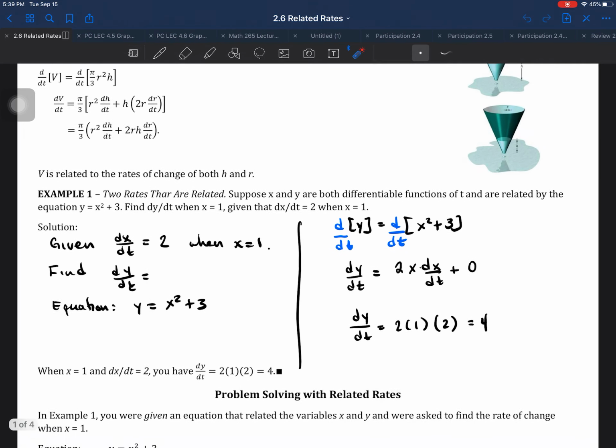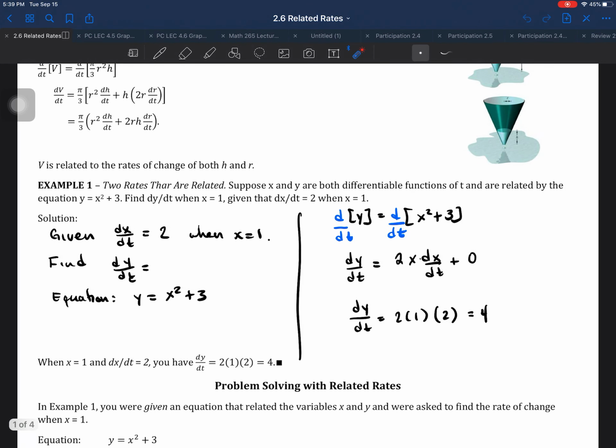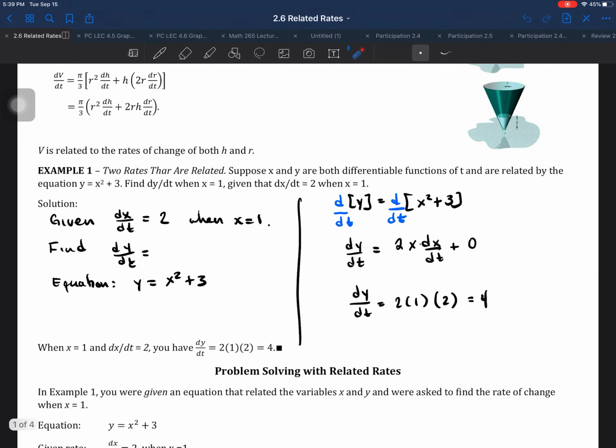Now a lot of times we try to leave it in one single unknown variable. Instead of having both h and r being unknown, we try to find a way to relate h to r or r to h. That's actually a lot of times the key for us to be able to solve these problems. So let's look at example 1.